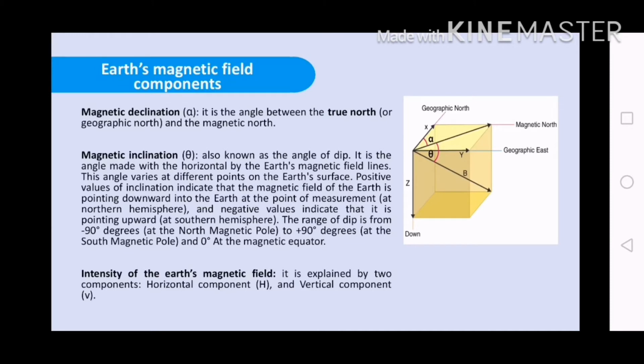Positive values of inclination indicate that the magnetic field of the Earth is pointing downward into the Earth at the point of measurement in the northern hemisphere, and negative values indicate that it is pointing upward in the southern hemisphere. The range of dip is from negative 90 degrees at the north magnetic pole to positive 90 degrees at the south magnetic pole, and 0 degrees at the magnetic equator. The third component is the intensity of Earth's magnetic field. It is explained by two components, the horizontal component and the vertical component.